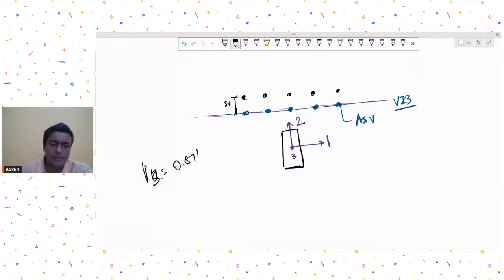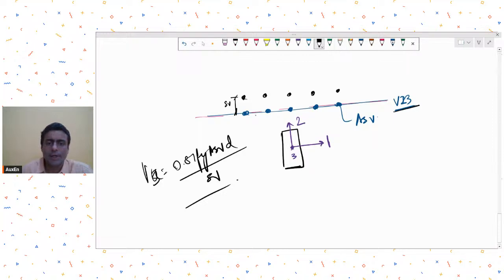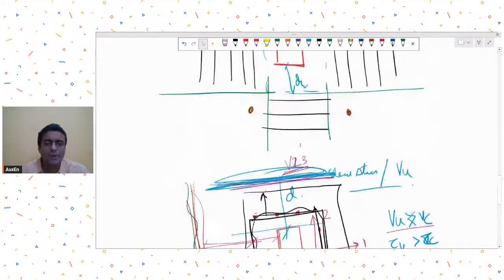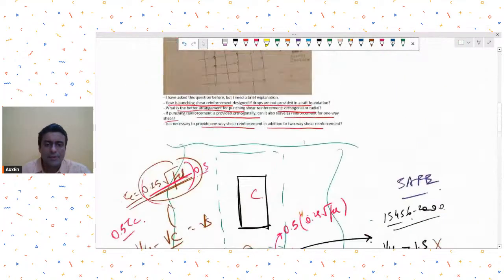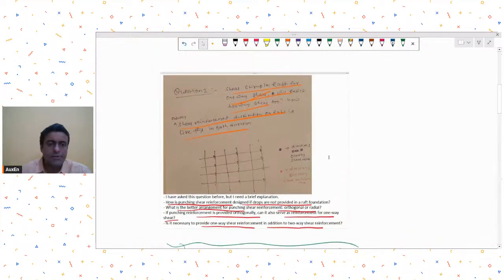Are we clear? So as you know, for stirrups, we require 0.87 Fy ASV into D upon SV, isn't it? So for V23 shear, these become my ASV, and then when I provide the next set of stirrups, these become my SV. Is that clear? Okay, good. I hope this is clear. So this is done.